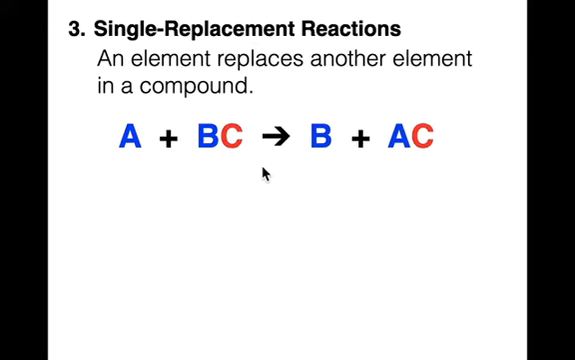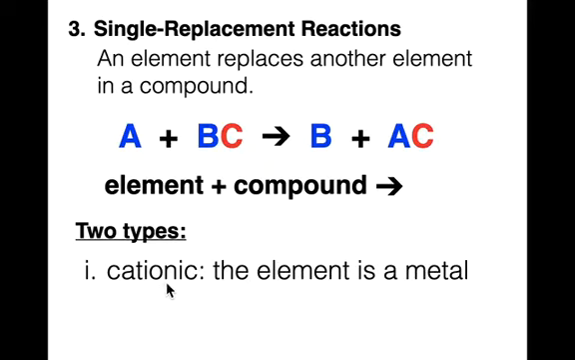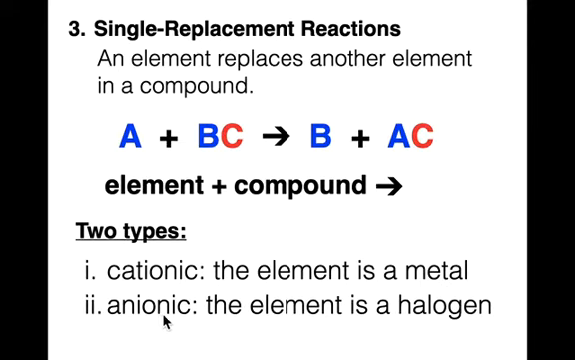Okay, so let's look at an example. Oh, for single replacement reactions, there's two types. Cationic, the element is a metal. So the element meaning that element that's by itself, replacing an element in a compound. So the element is a metal. Or anionic, the element is a halogen. So like if this was, say, chlorine or bromine or iodine. So we'll look at a couple examples here.